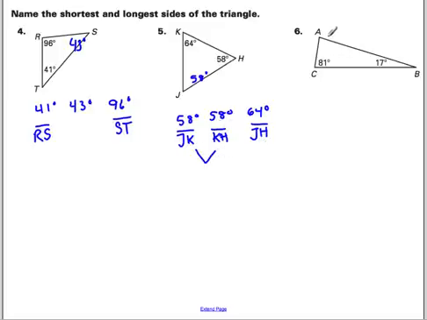We'll do the same thing over here with number 6. Using the triangle sum theorem, we could find that this is going to be 82 degrees.